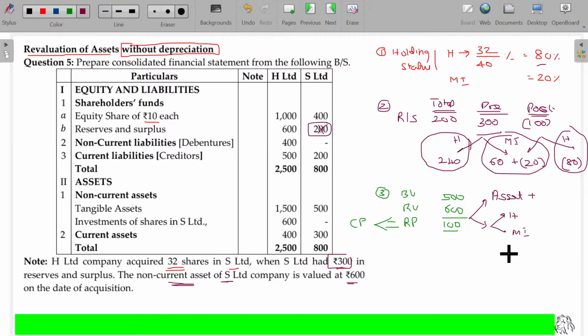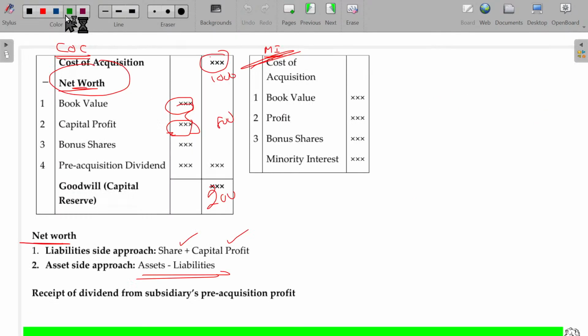This benefit is not only for the holding company, it's for minority interest also. The holding company share is 80%, so 80% will be taken to cost of control calculation. Another 20% will be added to the minority interest. Clear? That's all. That's how you can incorporate here in case of revaluation of assets and liabilities.